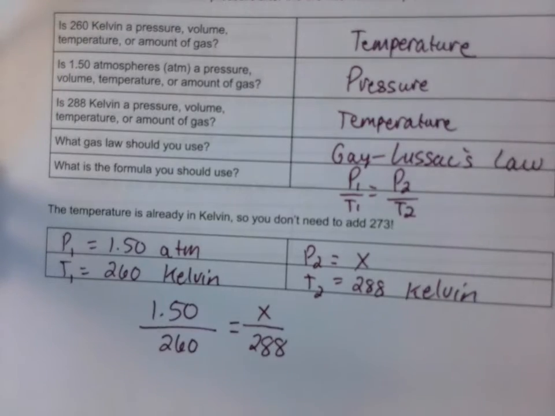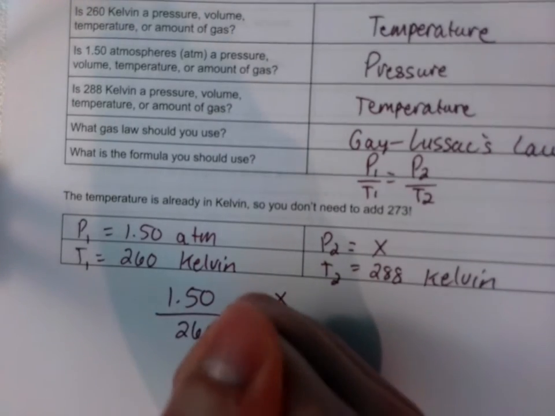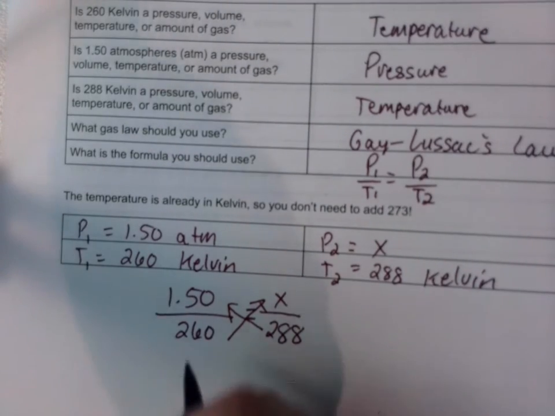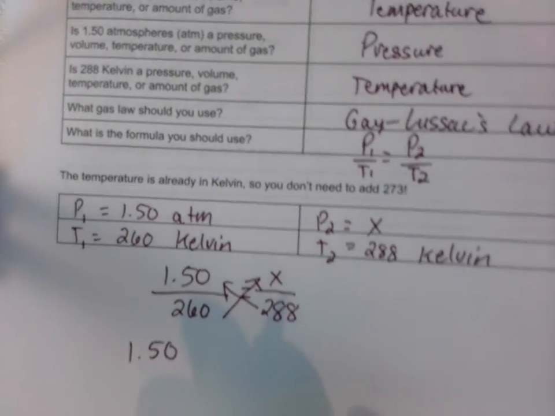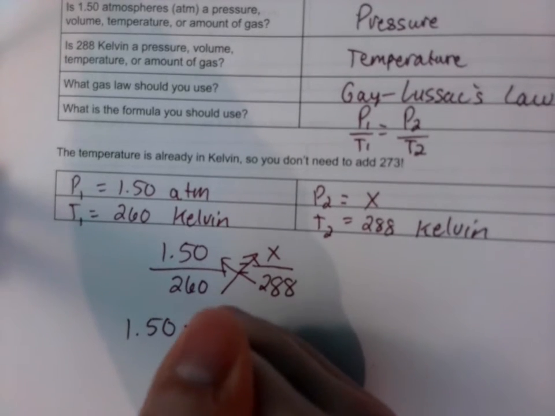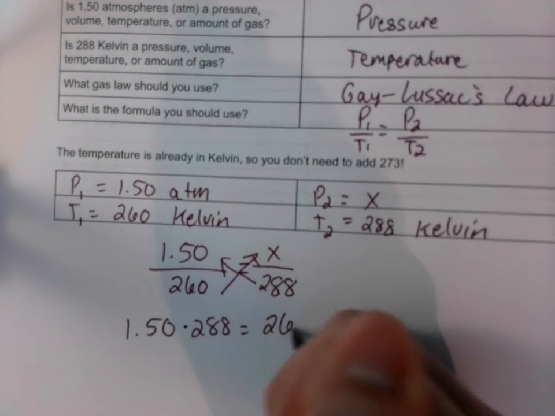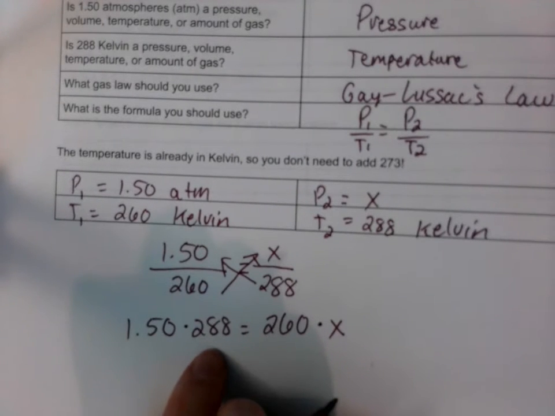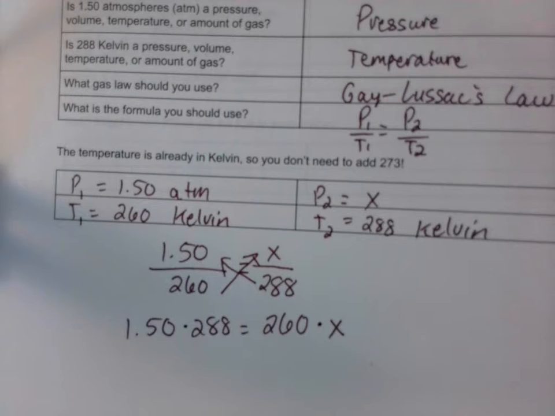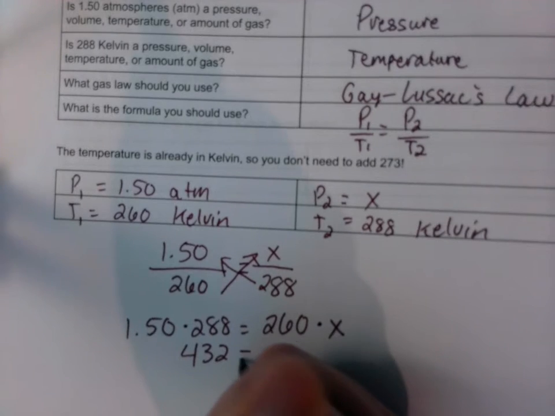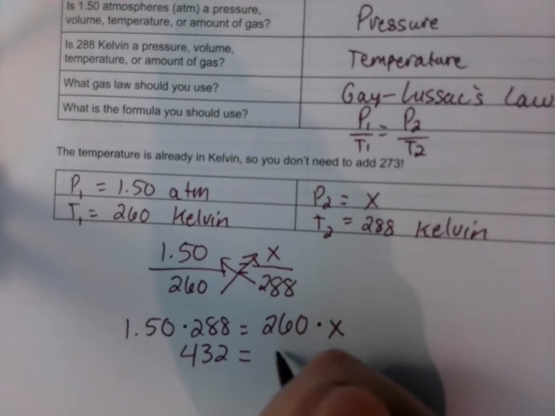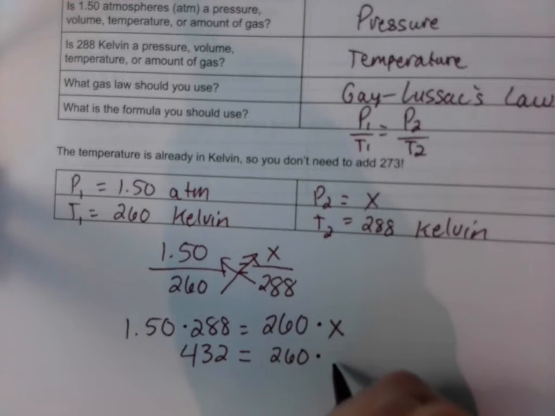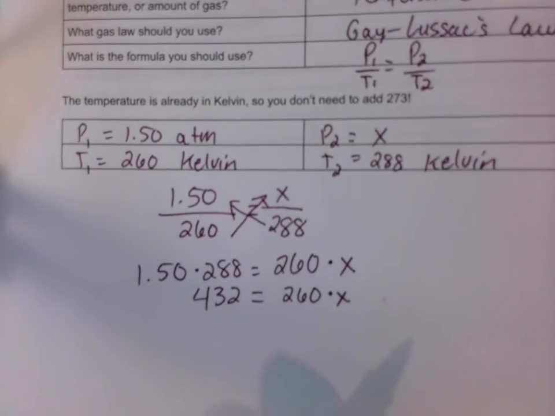Alright, and the easiest way to solve this is just cross multiplication. So you're going to go here, and you're going to go here. I'm going to do 1.50 times 288 equals 260 times X. Remember, the little dots mean multiplication. So 1.50 times 288, let's do that on my calculator, gives me 432. And over here, we've got 260 just times X, because we can't really combine those.